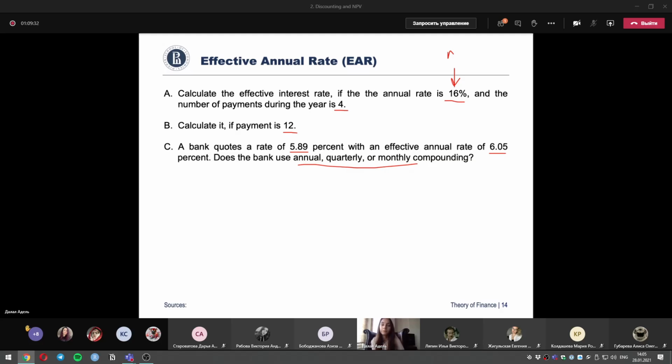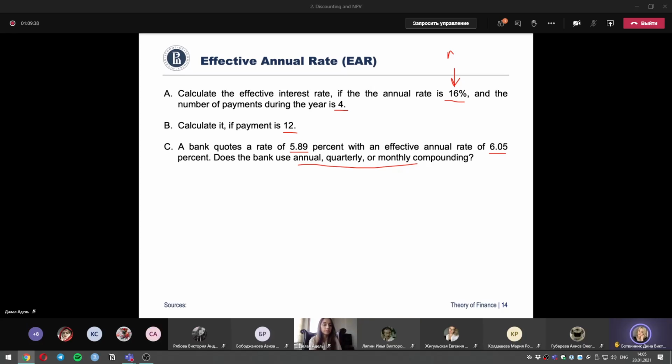Dina, please. Yeah, go on. Okay, so if the annual rate is 16 and we have to pay 4 times per year, we have to divide 16 by 4, and therefore we have 4%, and we will have to add this to 1. This will be like 1 and 4 out of 100, and we need to write the number of payment periods, and then minus 1. It will be nearly 17%, probably.